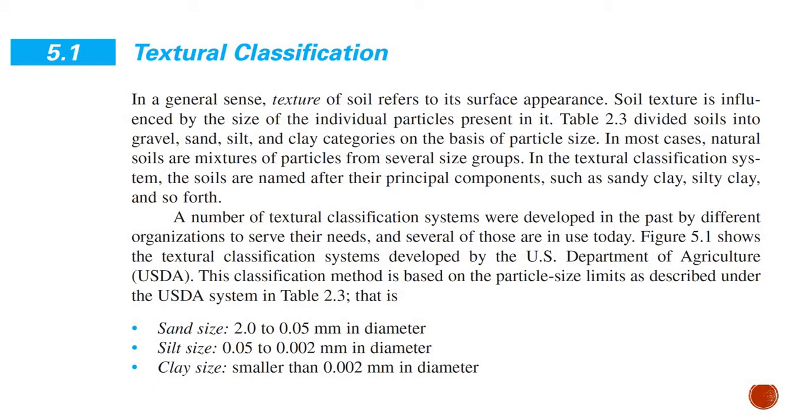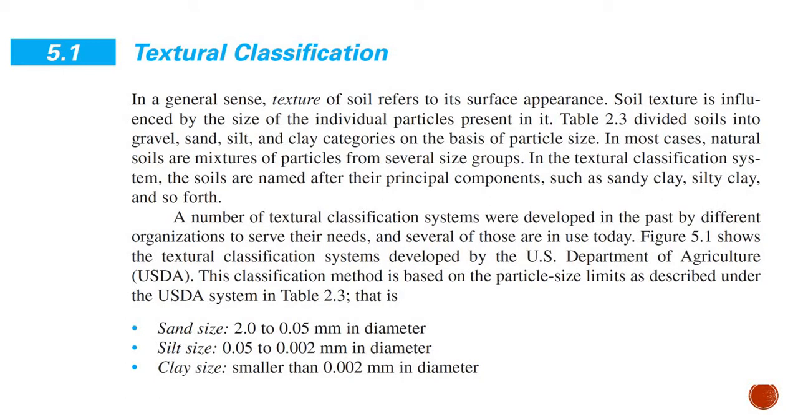One is the textural classification system developed by the U.S. Department of Agriculture, better known as USDA. This classification method is based on the particle size limits described under the USDA system in Table 2.3. For sand, the particle sizes are from 2.0 to 0.05 millimeter in diameter. For silt size, that is 0.05 to 0.002 millimeter in diameter. And for clay size, this is smaller than 0.002 millimeter in diameter.